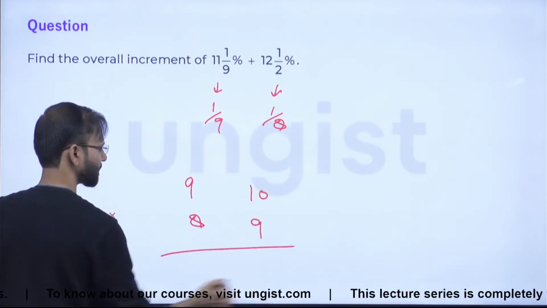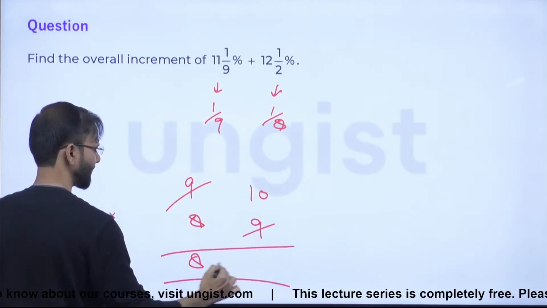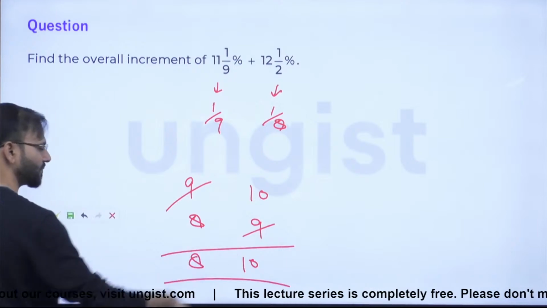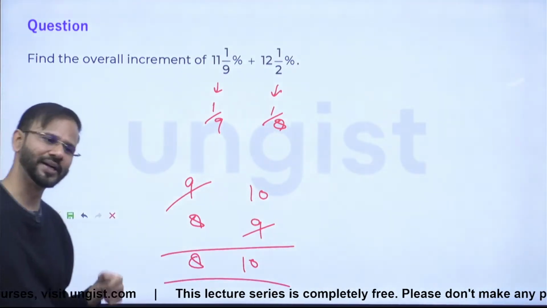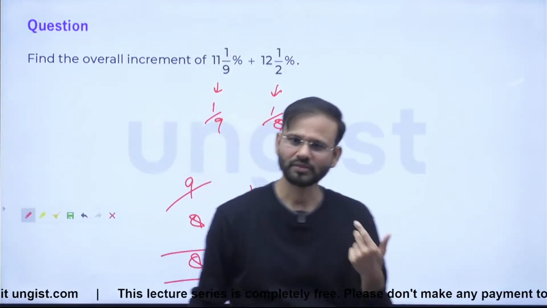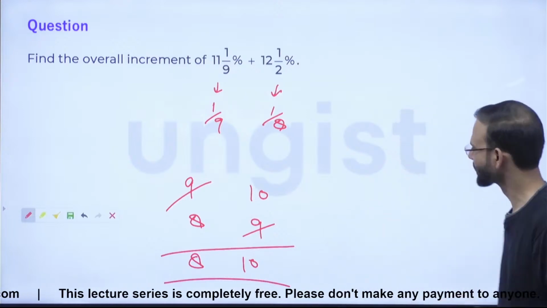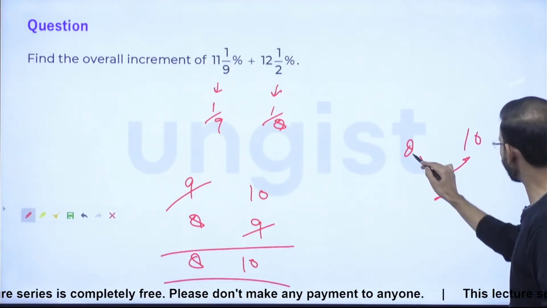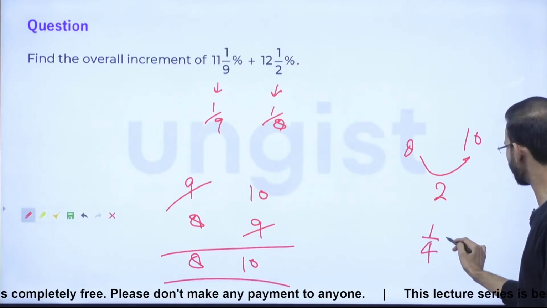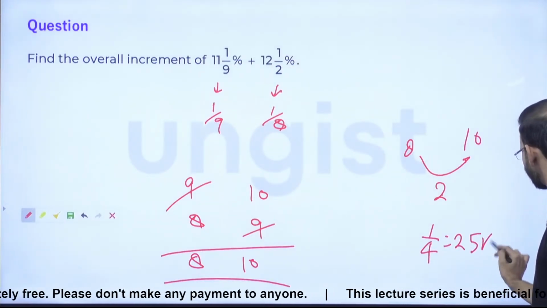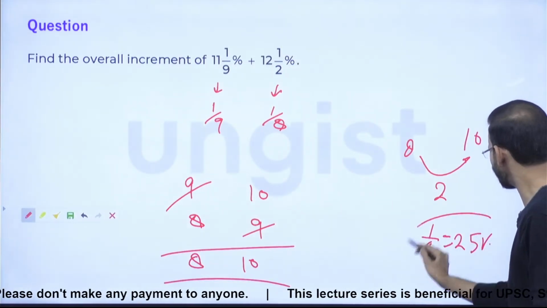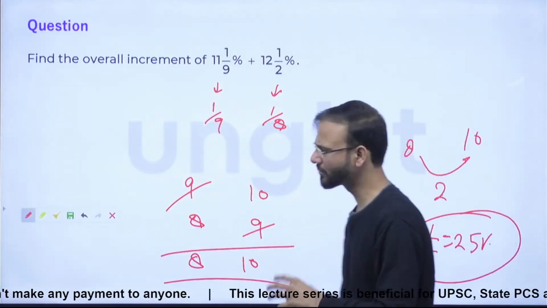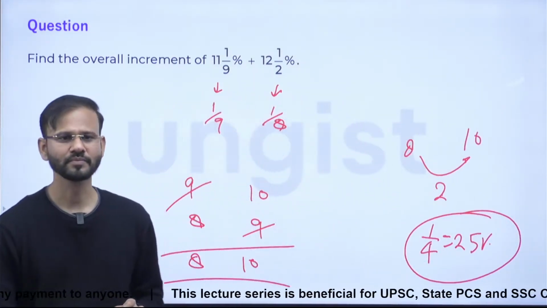Are some of them cancelling? Yes, sir. So finally 8 becomes 10. How much is this? 2 with respect to 8. 1/4. 25%. Yes, sir. 25%. This is 1/4. This is 25%. Done guys? Yes, sir. Right? So just by looking at the question, you can tell the answer.